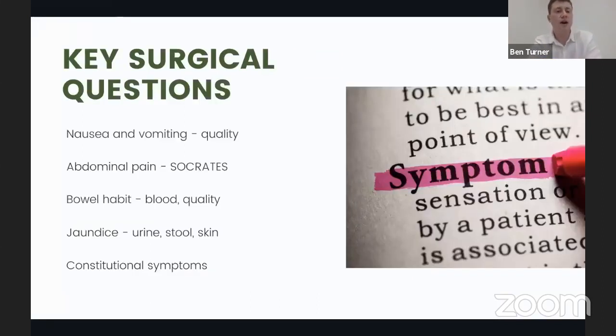So key questions in surgical history. These are basic questions that you should ask every surgical patient and should form the core part of your clerking. So it's always going to be nausea and vomiting, whether there's any blood, how much vomit, how much blood, coffee grounds, things like that. That's what we mean by the quality of the vomit. Then when you're talking about abdominal pain, SOCRATES, basic stuff, but actually the site, onset and character of the pain are going to be some of the most useful discriminating questions in your surgical history.